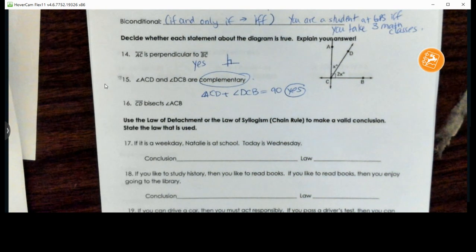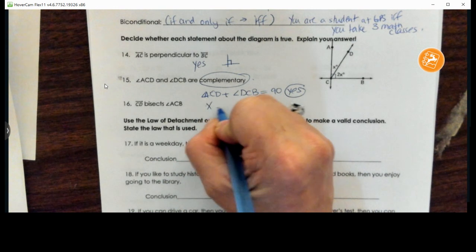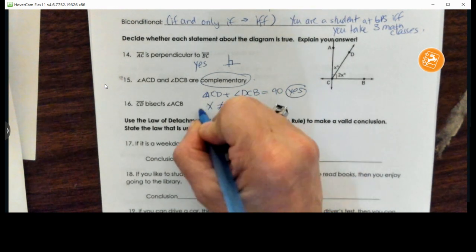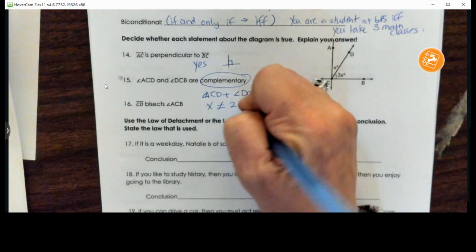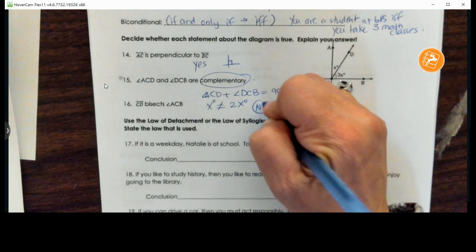And does CD bisect ACB? I'm going to say no, because x does not equal 2x. Okay, x degrees does not equal 2x degrees, and so the answer is no.